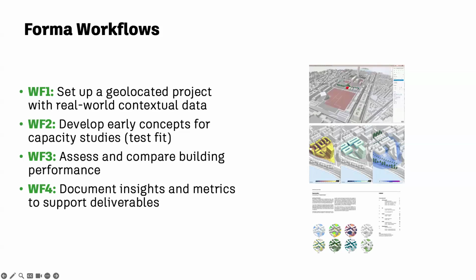Workflow 2 is using the authoring tools in Forma, so developing early concepts and capacity studies to do test fits, generating those massing options for your site. Workflow 3 is the analyses, so assessing and comparing building performance with Forma's analyses. And then workflow 4 is really about collaboration and documenting insights and metrics to support deliverables.